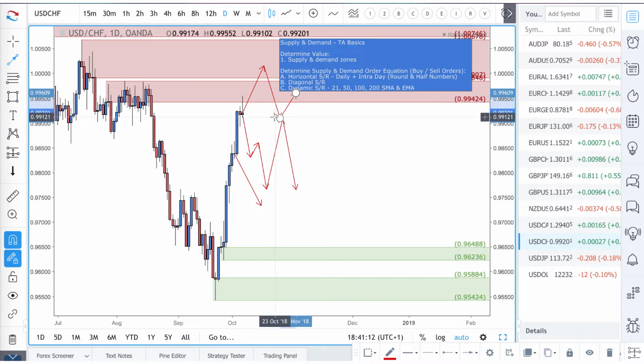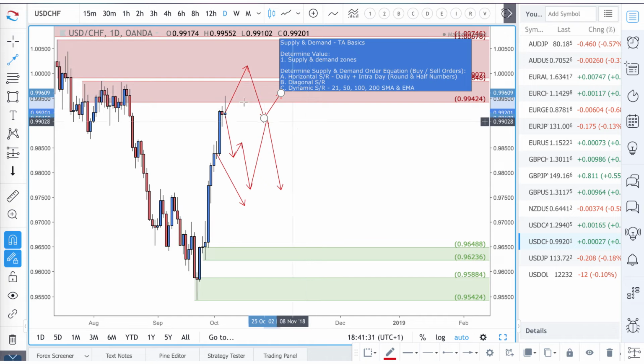And again, if you're not too sure as to what I'm talking about, please watch the introduction into supply and demand, right? And you'll understand my reasonings for higher highs, higher lows being the strongest areas of supply and demand, and lower highs and lower lows, right? But that hasn't happened yet.